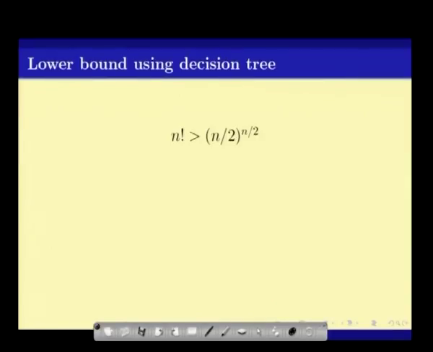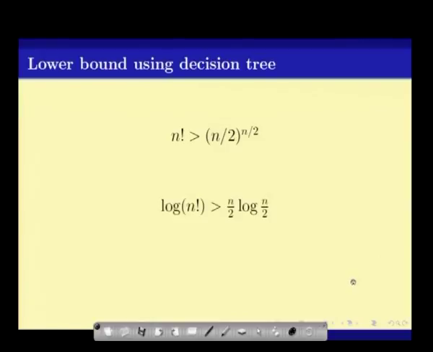Now n factorial is 1 into 2 into 3 into 4 and so on, going till n over 2, times n over 2 plus 1, times so on. So the last n over 2 multiplication factors are all greater than n over 2. So one can easily say that n factorial is greater than n over 2 to the power n over 2.